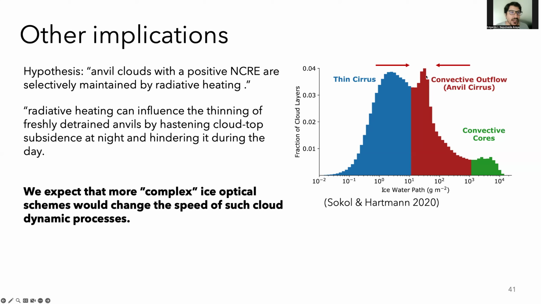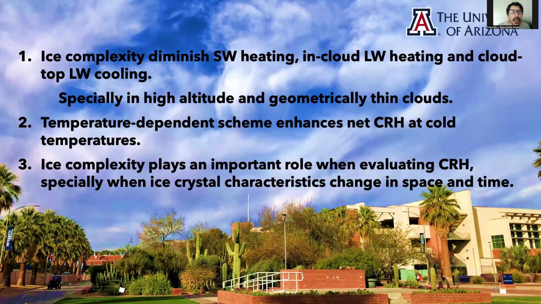If we do a similar test, for example, to try to study this hypothesis by changing the ice optical scheme, we expect that the speed at which this process happens can be increased or decreased depending on the ice complexity inclusion or temperature inclusion in our parameterization. So to finish, in general, including more ice complexity in ice cloud can diminish the shortwave and the in-cloud longwave heating, and also the cloud top longwave cooling.